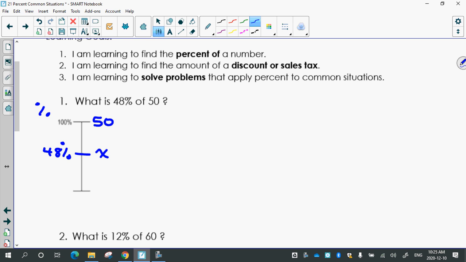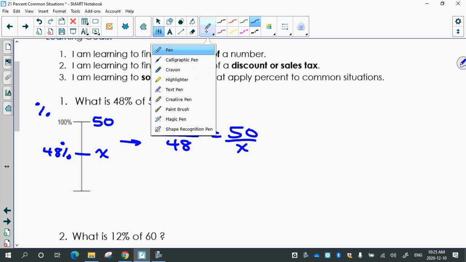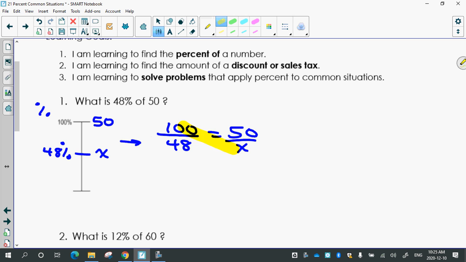But once we've made, are you copying this down? Once we filled in our chart, then we just get our proportion right from our graphic organizer here. Okay, so this transfers over, and we can make 100 over 48 equals 50 over x. We can just transfer it. Okay? So as soon as we set this up properly, it makes our proportion for us. And then we can use cross products to solve it.